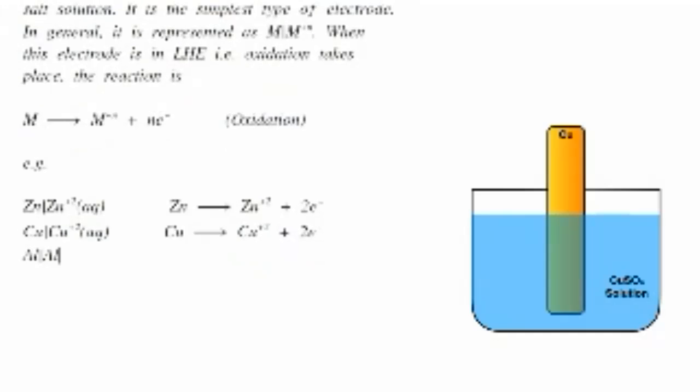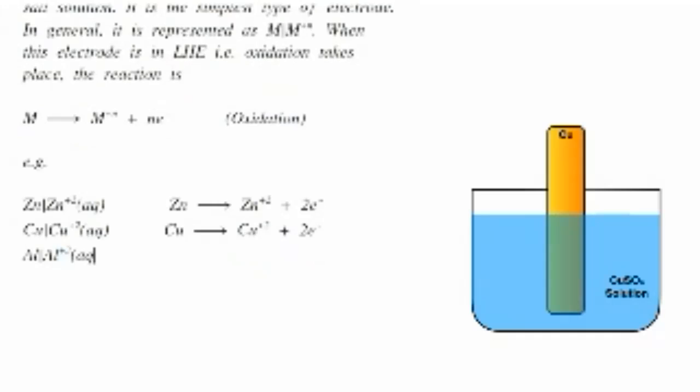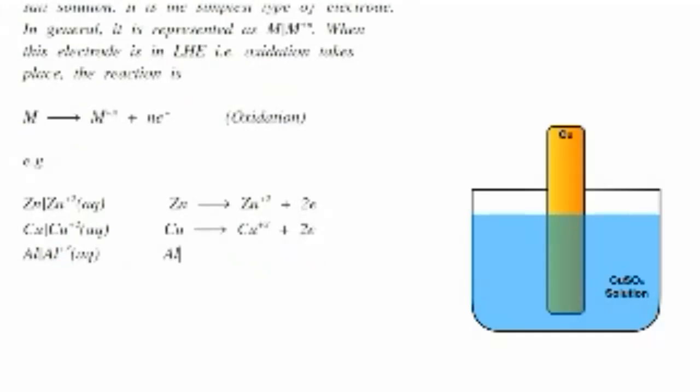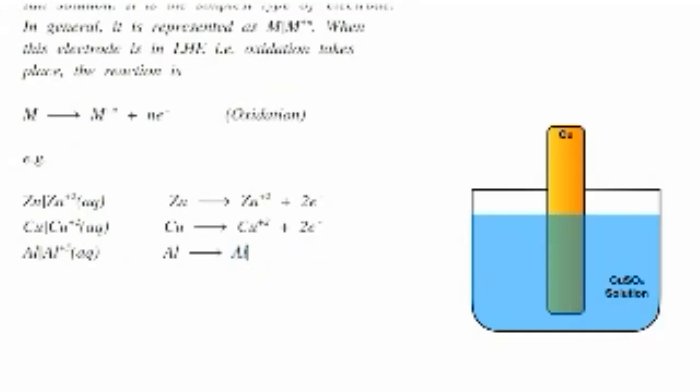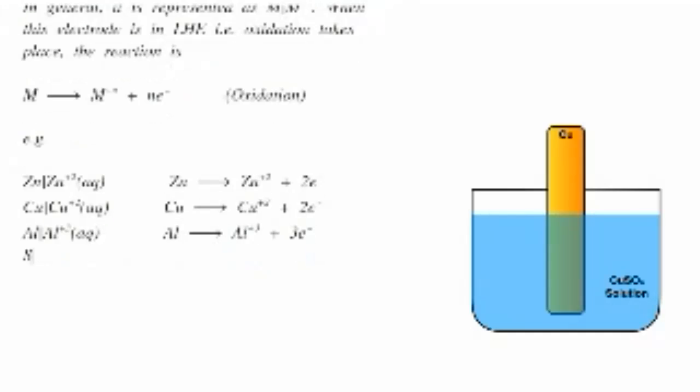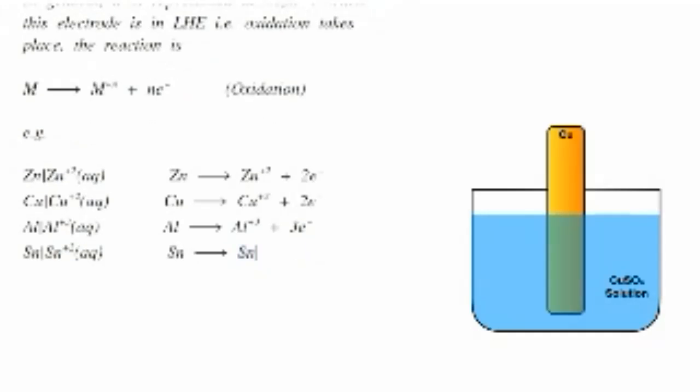Aluminium is in contact with Al3+ ions in aqueous medium, so aluminium on reaction produces Al3+ ions plus 3 electrons. Similarly, tin is in contact with Sn2+ aqueous solution, so tin on reaction gives Sn2+ plus 2 electrons. In this case, the value of electrode potential depends on the activity of the metal ion. So if the concentration of metal ions changes, the electrode potential will also change.